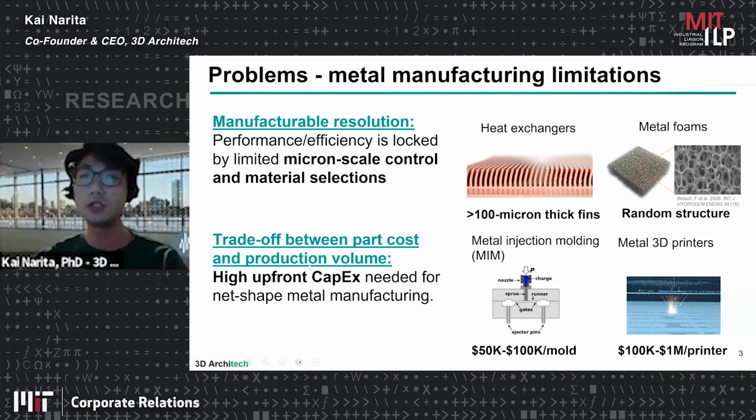The other problem we see is the trade-off between part cost and production volume. We always need mass production because of the high upfront capex. Again, a good traditional example is metal injection molding. The mold costs $100,000, so you have to pay the upfront fee of $100,000 to make even one design of the product. Metal 3D printers have emerged. However, we still need mass production with this technology. The reason is that a metal 3D printer is very expensive, usually costing $1 million. The most affordable ones still cost $100,000.